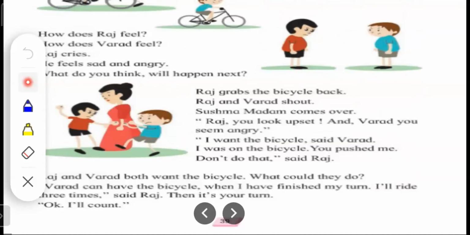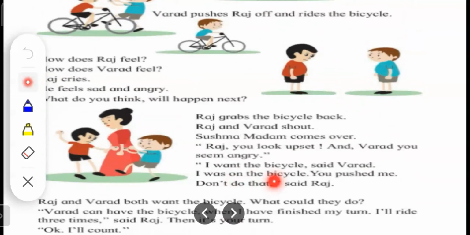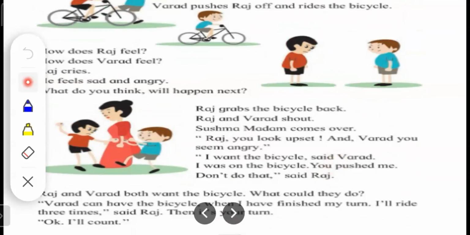So what happens, children? Raj and Bharat both want the bicycle at the same time. So far what we have understood, that Raj and Bharat are fighting for the bicycle. And why do they fight? Because Raj and Bharat want the bicycle at the same time. What could they do? See the next line. Bharat can have the bicycle when I have finished my turn. I will ride 3 times, said Raj. Then it is your turn. Okay, I will count.